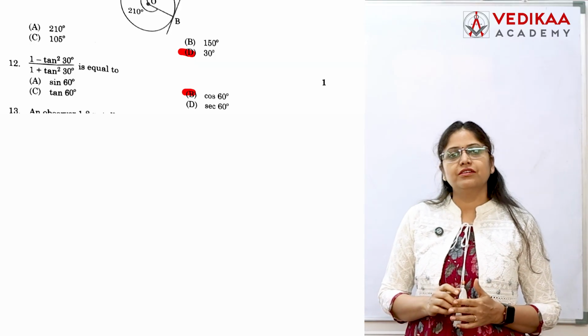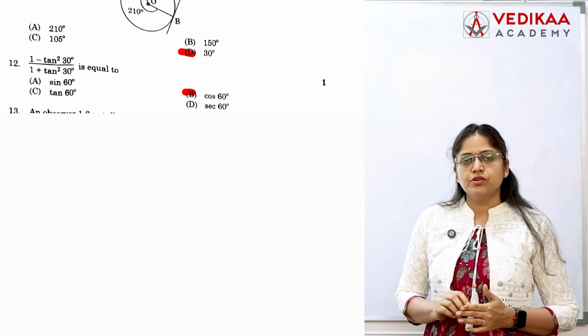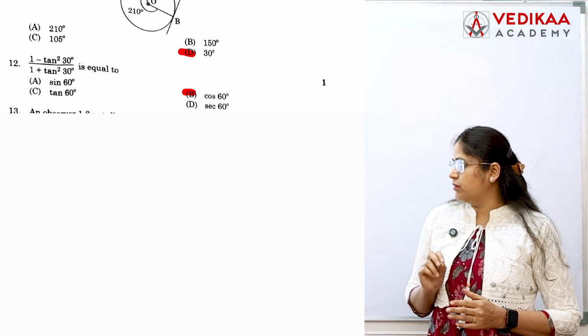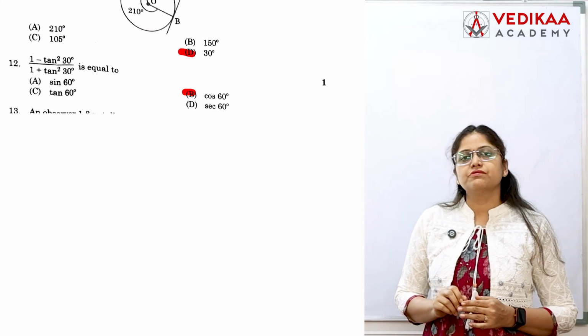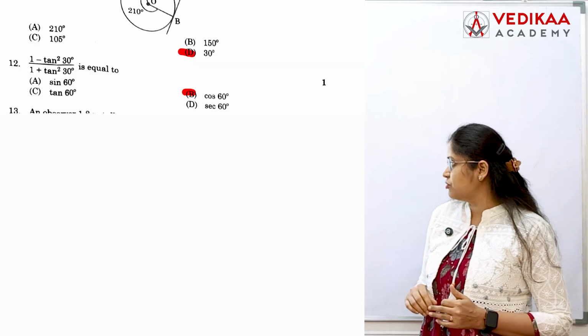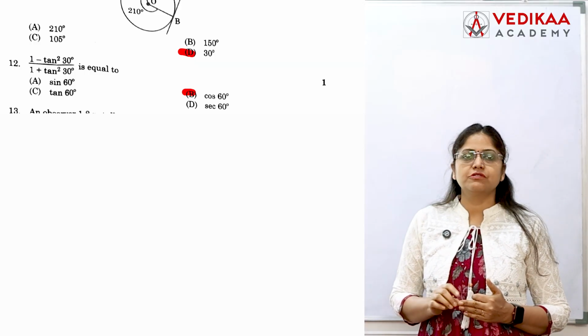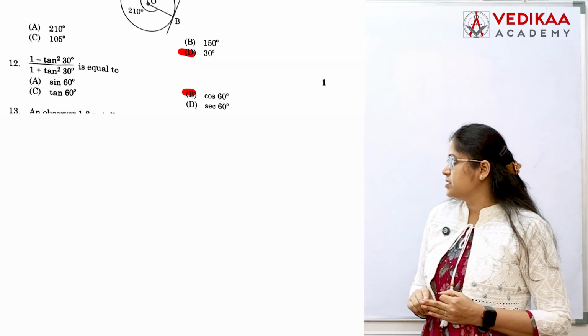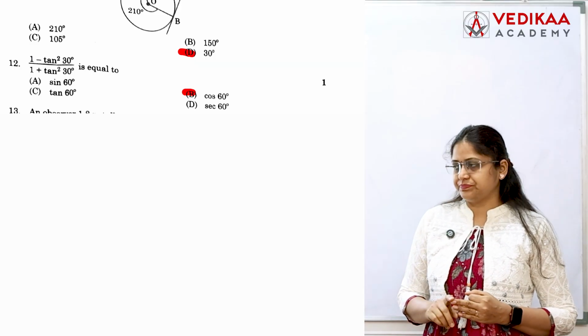We know that tan 30 is equal to 1 by root 3. So if you substitute that value of tan 30, the overall value you will get is 1 by 2. So if you see the options, cos 60 is equal to 1 by 2, that we know. So the correct option is B, cos 60.